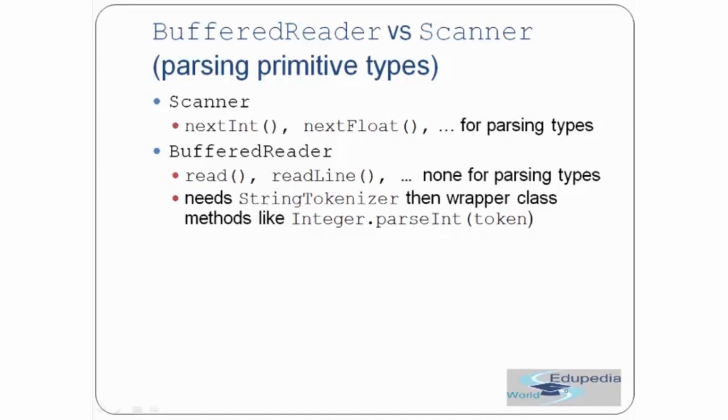To read a particular token, maybe a word or something else, we need the help of StringTokenizer with BufferedReader. Then we can also use wrapper classes to finally get a particular integer. But Scanner has these methods: when you are sure, you can use the scanner nextInt method, and if you are sure there is a float, you use the scanner nextFloat method. Fine, so this is how you use BufferedReader versus Scanner.